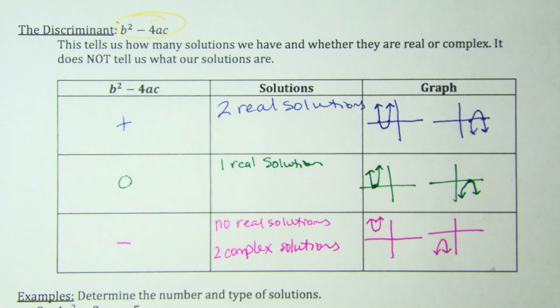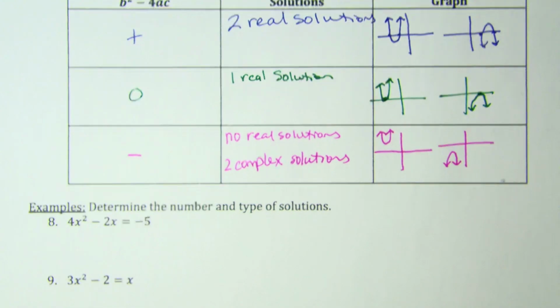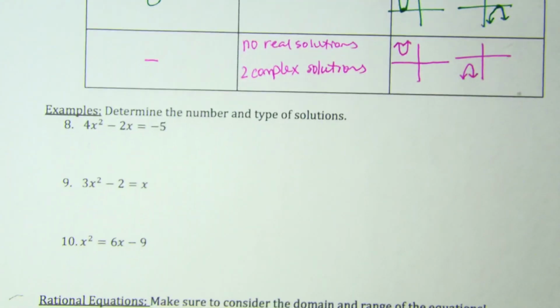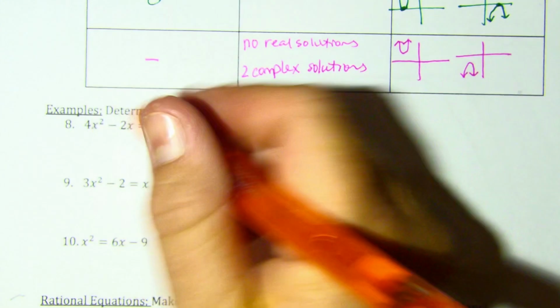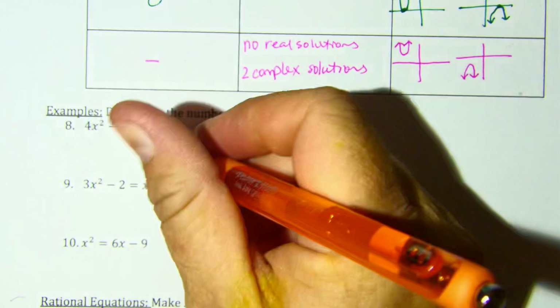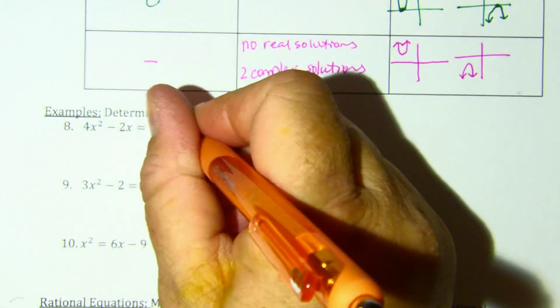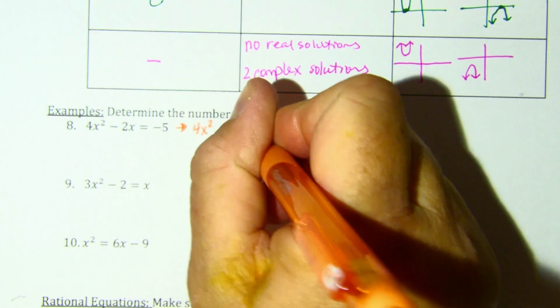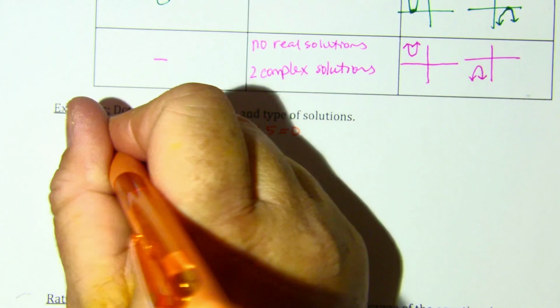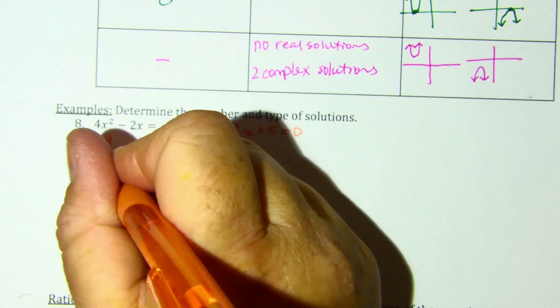So let's go ahead and look at a couple examples of what these kinds of questions would ask and how you would do them. It says determine the number and the type of solutions. So we need to say how many solutions we have and what type of solutions they are. And so we have 4x squared minus 2x equals negative 5. Again, we want to get that into standard form. So 4x squared minus 2x plus 5 equals 0. My a value is 4. My b value is negative 2. And my c value is 5.